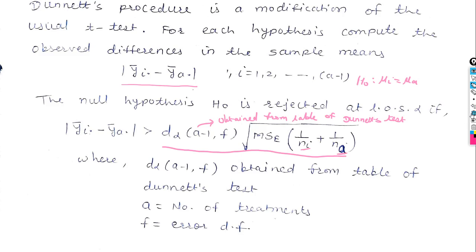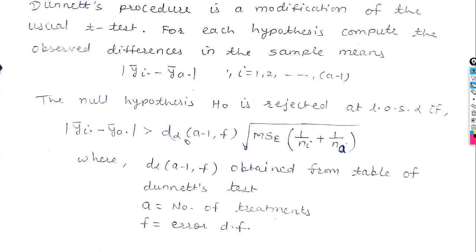So find out this critical difference. Take the absolute difference between the control treatment and the other treatments. If it exceeds this critical difference, then we can say the corresponding pair of means are significantly different.